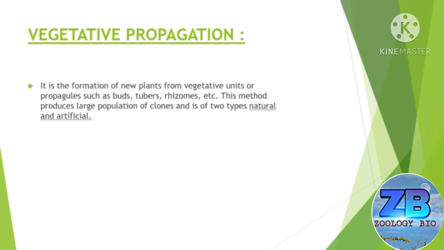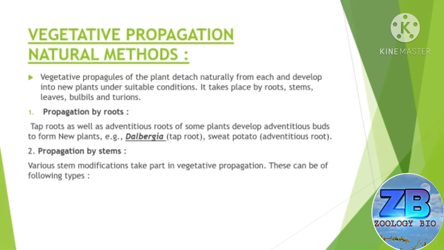It is the formation of new plants from vegetative units or propagules such as buds, tubers, rhizomes, etc. This method produces a large population of clones and is of two types, natural and artificial. Vegetative propagules of the plant detach naturally from each other and develop into new plants under suitable conditions. It takes place by roots, stems, leaves, bulbils, and turions.